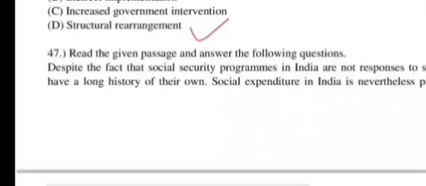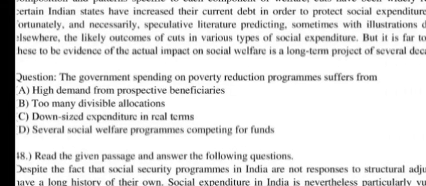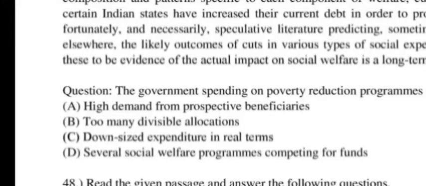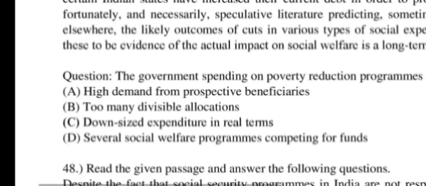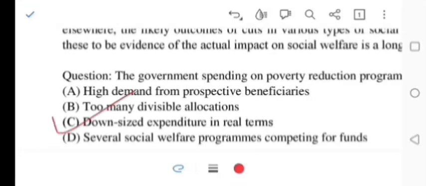47 says read the same given passage. It says the government spending on poverty reduction programs suffers from what? A, B, C, D: high demand from prospective beneficiaries, too many divisible allocations, downsized expenditure in real terms, several social welfare programs competing for funds. 47, it will be number C, that means downsized expenditure in real terms.